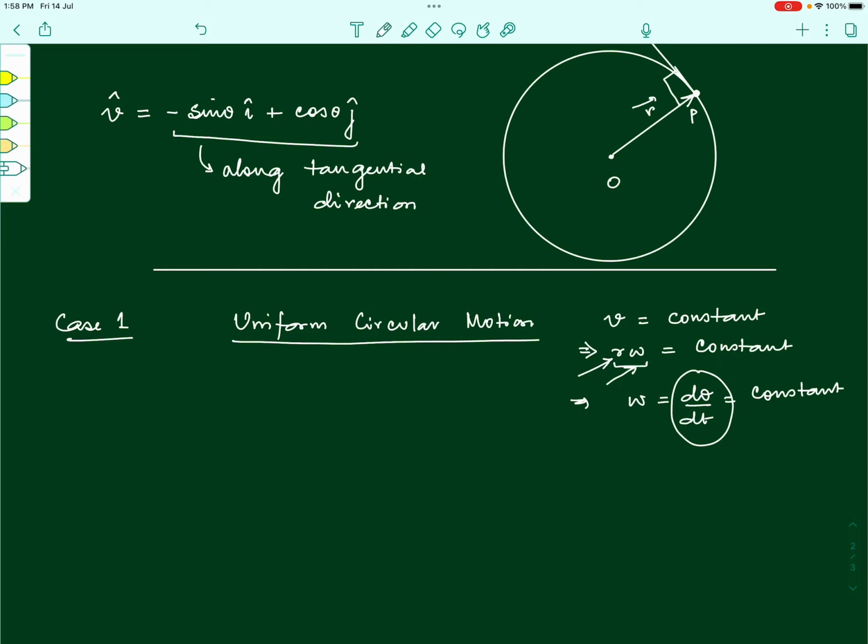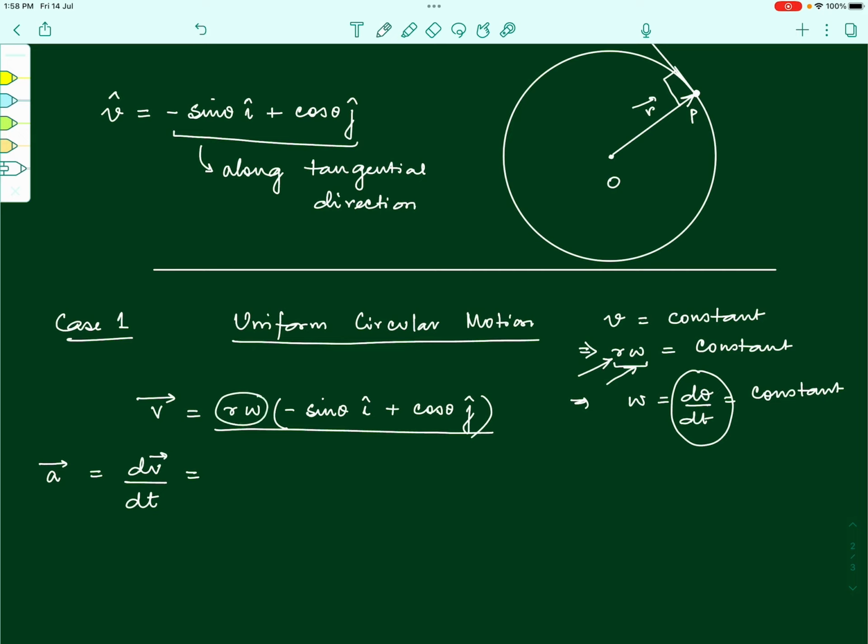Okay. So from here, if we try to find the acceleration, we start with our velocity expression, which we have already obtained above: r omega into minus sin theta i cap plus cos theta j cap. In order to find the acceleration, we differentiate it. That's how acceleration is defined, right? The rate of change of velocity gives us acceleration. Out of the whole expression for v, r and omega are both constants for a uniform circular motion. So we are only supposed to differentiate the expression where the only variable is theta, right?